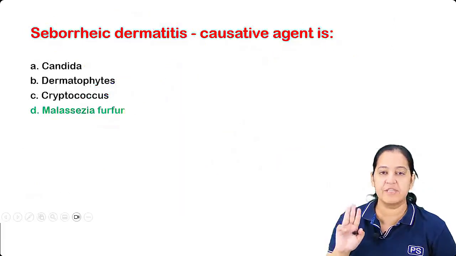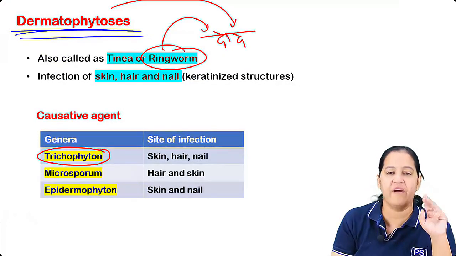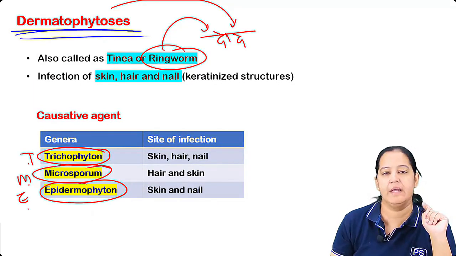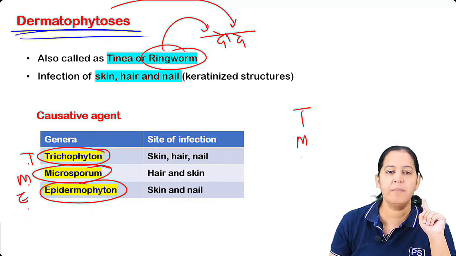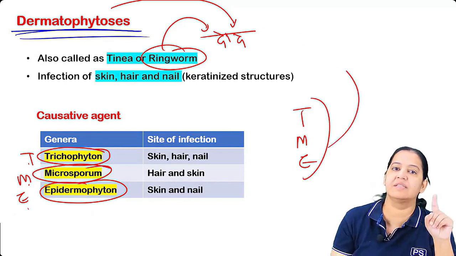Dermatophytosis, there are three different fungus. Please learn the names of the three fungus. The first is Trichophyton, number one. Number two, Microsporum. And number three, Epidermophyton. So TME, you can learn. Trichophyton, Microsporum, Epidermophyton. These are the three fungus which all cause the disease dermatophytosis.